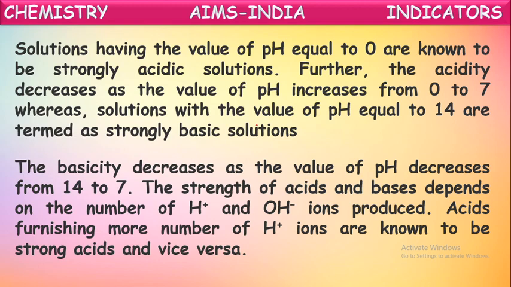The strength of acids and bases depends upon the number of H plus ions and OH minus ions produced by those solutions. Yes, based upon the number of hydrogen ions and OH minus ions, which are called hydroxyl ions, produced by those solutions, the acidic or basic nature depends. Acids furnishing more H plus ions are known as strong acids, and the acids which produce fewer hydrogen ions are said to be weak acids.